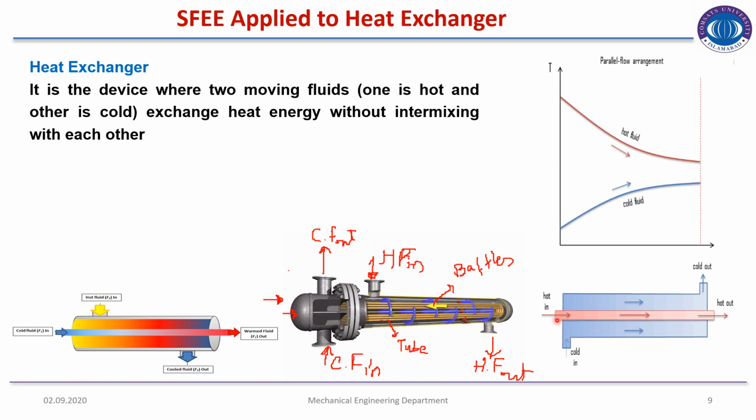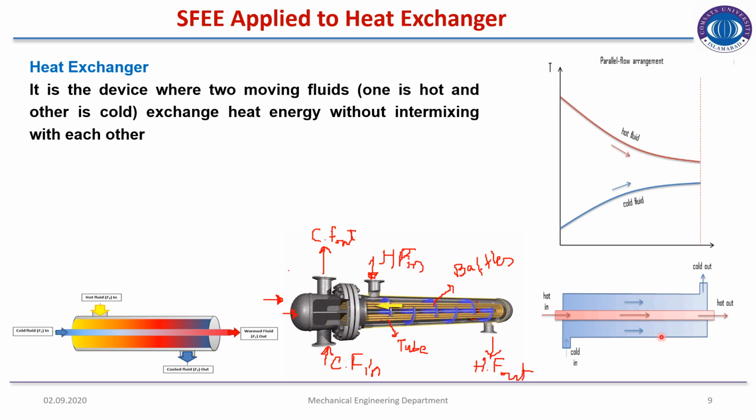One is known as parallel flow heat exchanger, where the flow of the cold and hot fluid is in the same direction. Let's suppose the hot fluid is entering from this side and exiting from this side, and cold fluid is entering from the left side and hot is entering from the right side, then the flow is known as anti-parallel flow or counter flow.